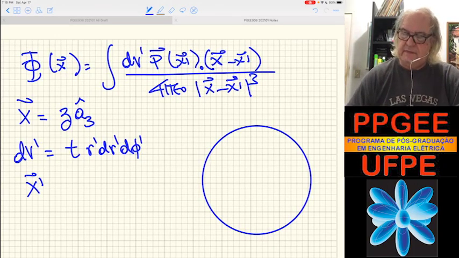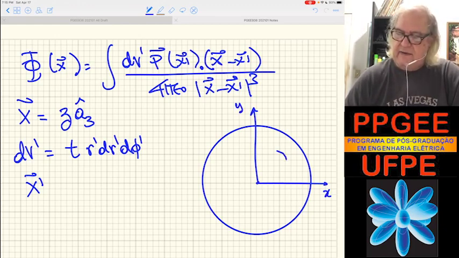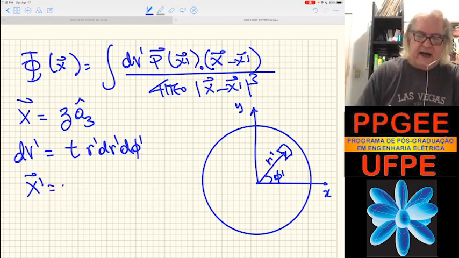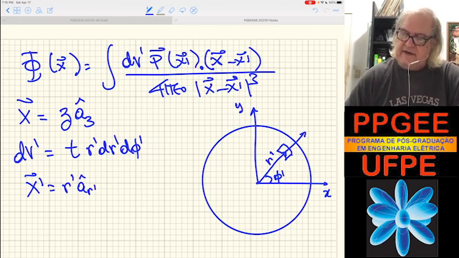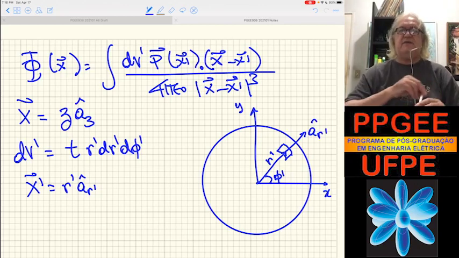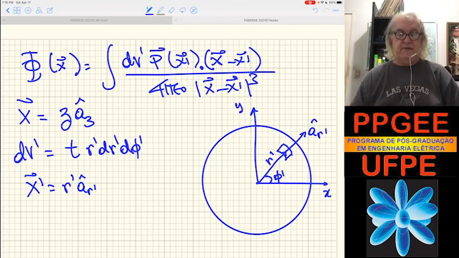We have x and y. This is the area of the volume element, which is here. That's the location. x prime is this one here. I'm not going to write it. This is the angle phi. The distance is r prime. So x prime is r prime a_r prime. Remember that this is a versor that changes as you scan on the surface. You scan x prime on the surface, right?